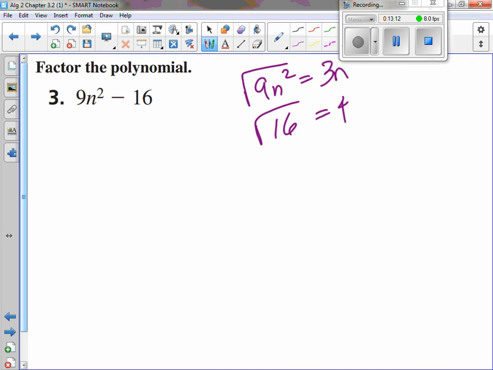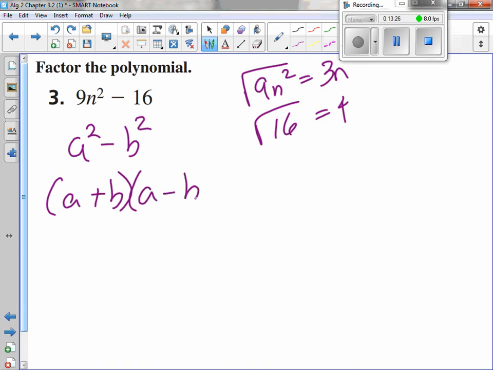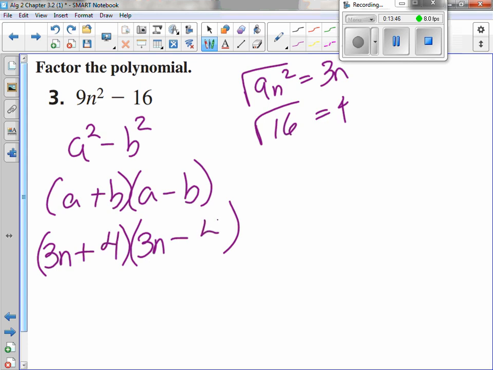So this here is a difference of perfect squares, yes? I mean, most all of these are. That's what we're looking at. So this follows our a squared minus b squared, which is a plus b times a minus b. Well, what's the value of a? 3n. So in both of our first two spots, we'll put 3n. What's our value of b? 4 and 4. And we are done.